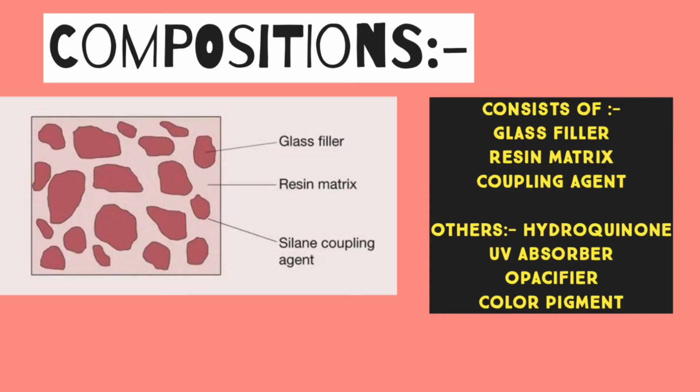These dental composites consist mainly of glass filler, resin matrix and coupling agent, and also they contain hydroquinone, UV absorber, opacifier and color pigment. So these are the composition of the dental composite, as they are composed mainly of glass filler, resin matrix and coupling agent.